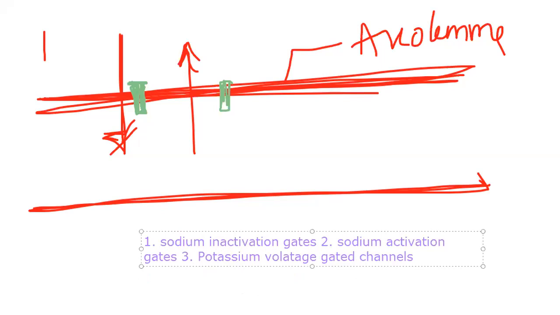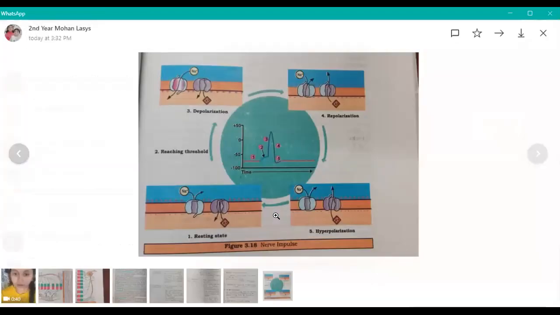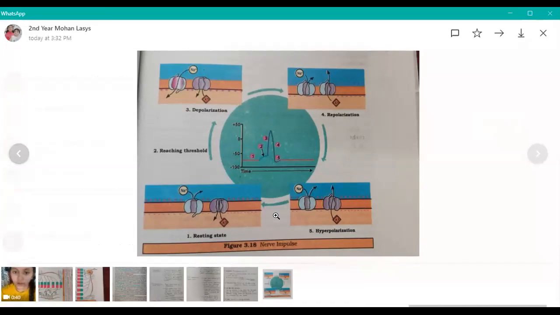Okay, so I'll show you those particular channels. Let me show. Just give me some 30 seconds. I'll share the diagram which we have in our textbook. Yeah, here it is. This is the diagram. So now we are learning the topic through this diagram. That same topic we are learning through this particular diagram. So now let me show you first of all where the inactivation gates and activation gates are present.